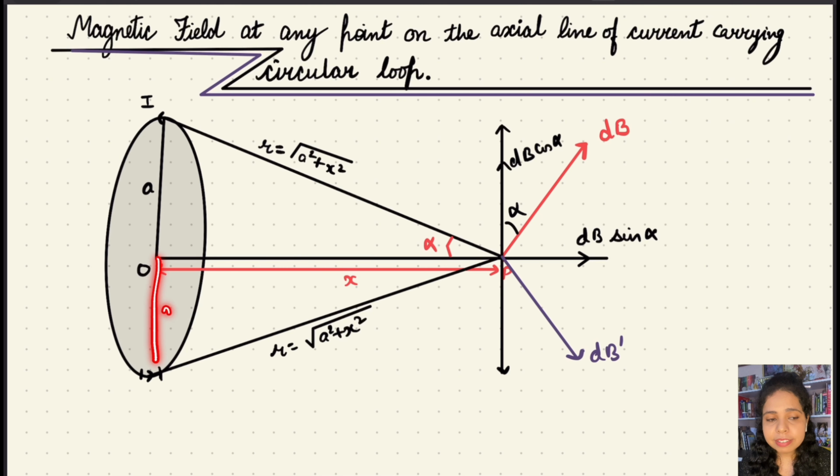Now let us say this is dB dash. As the distance is a and x, therefore R is again root a square plus x square, as it was in the previous case. Similarly, in this case we will be having angle alpha because the same triangles are there. This is angle 90 degrees, so we have the remaining angle as 90 minus alpha, but we are interested to find the angle which dB dash is making with the y-axis.